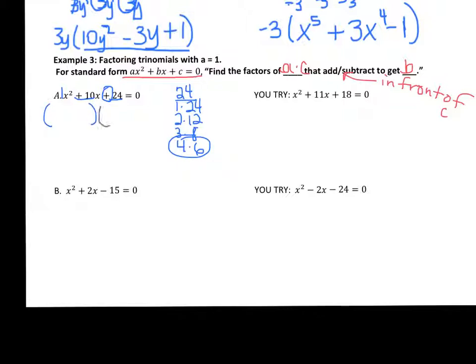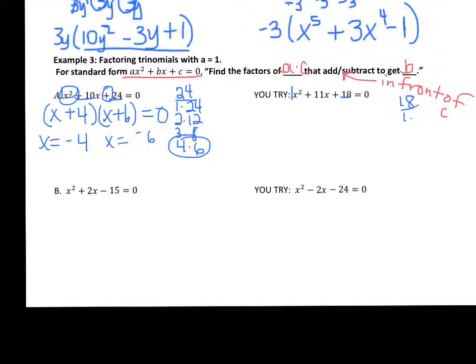So we know we have two factors, because it's x squared, so we'll have x and x, and since it's 4 plus 6, plus 4 and plus 6 are the two factors. If we were to take it one step further to find the zeros, our zeros would be negative 4 and negative 6.